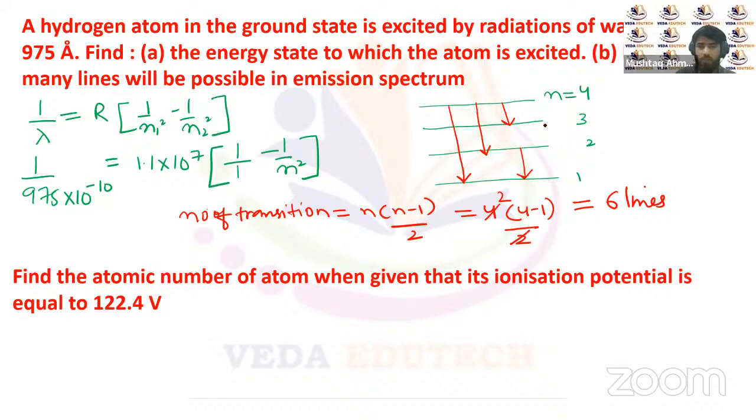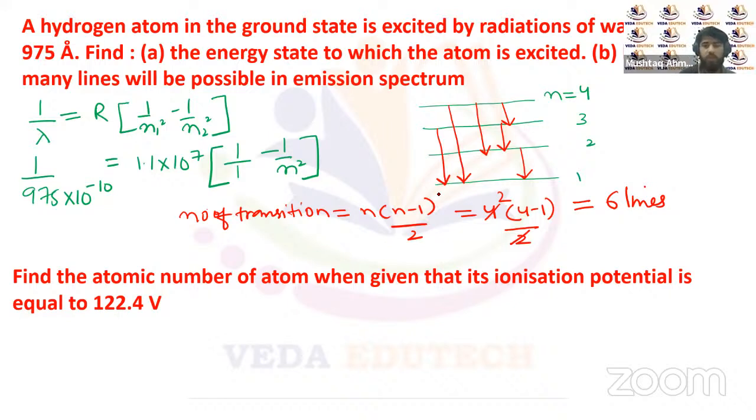Now once the electron makes a transition from this state to this state, it can then make a transition from this state to this state. Or the electron can make a transition from this state to this state directly. So these are the 6 transition lines possible for the electron. It can jump from n equal to 4 to n equal to 1, or from n equal to 4 to n equal to 2, then n2 to n1. Similarly, it can jump from n4 to n3, n3 to n2, n2 to n1. In this way, 6 lines are possible for different spectral series.